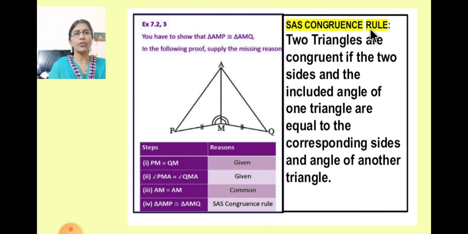And you know SAS congruence rule: two triangles are congruent if the two sides and the included angle of one triangle are equal to the corresponding sides and the angle of another triangle. So here you can see this angle and this is the side and this is the side. So these two triangles are congruent by SAS congruence rule. So here we will write down the rule at the end. After writing triangle AMP is congruent to triangle AMQ, you have to mention the congruence rule also.